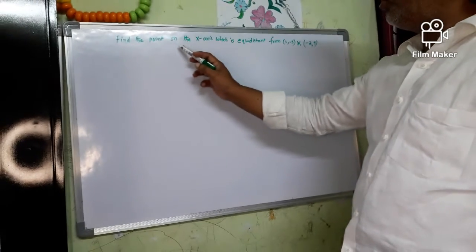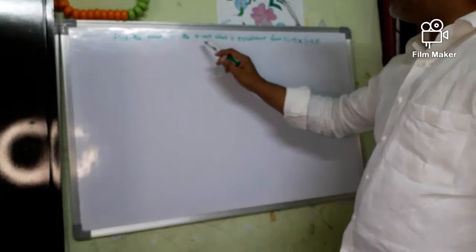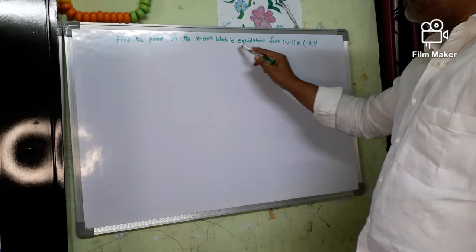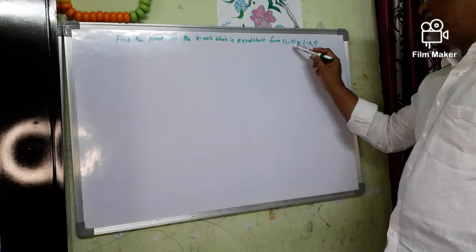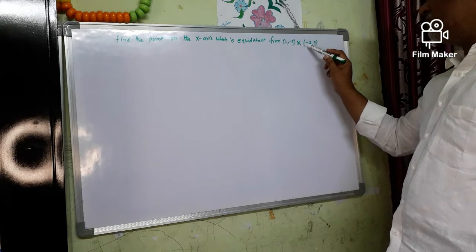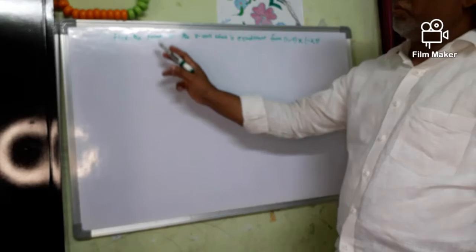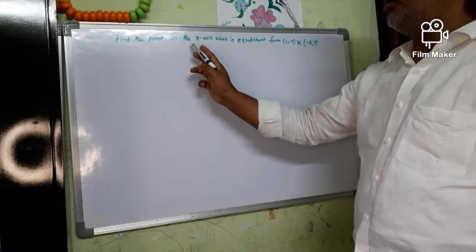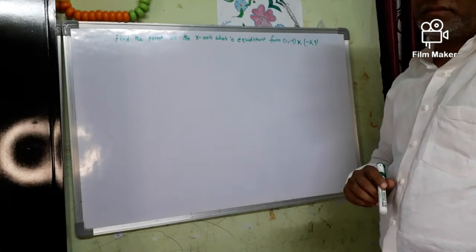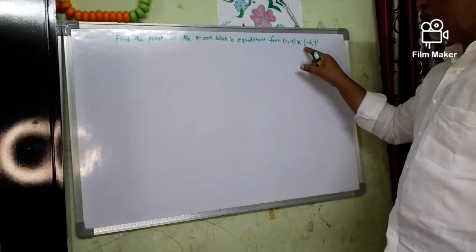The question is: find the point on the x-axis which is equidistant from (2, -5) and (-2, 9). First, find the point on the x-axis which is equidistant from (2, -5) and (-2, 9).